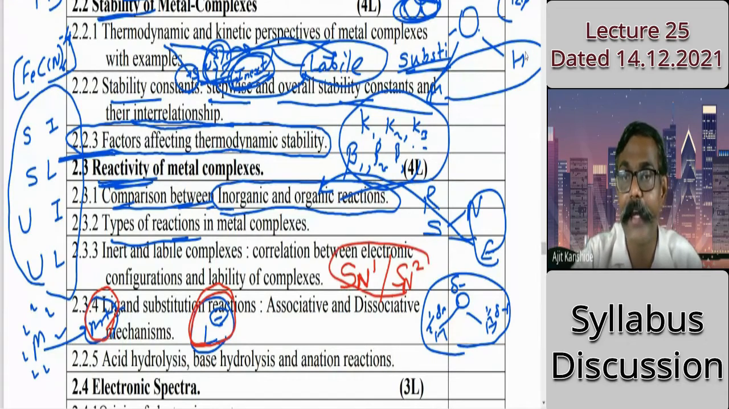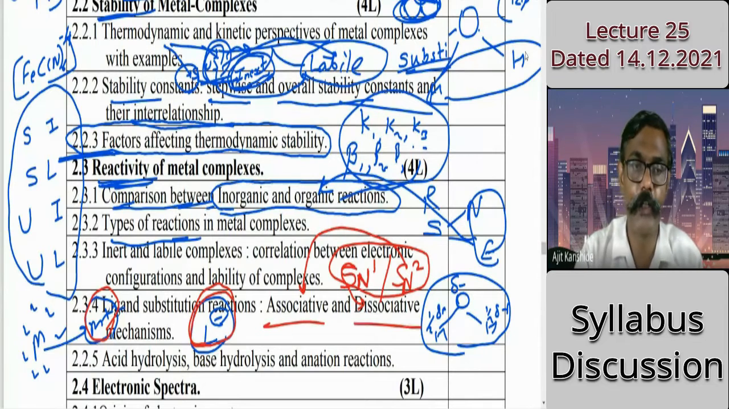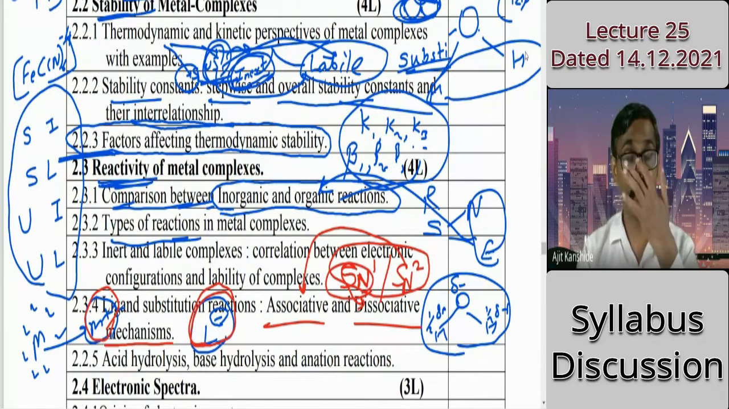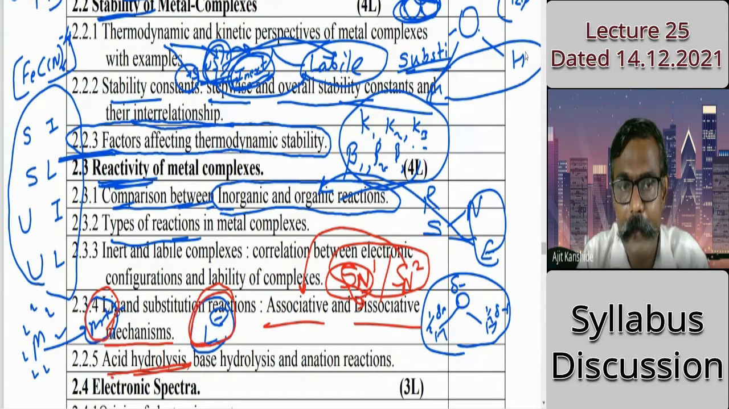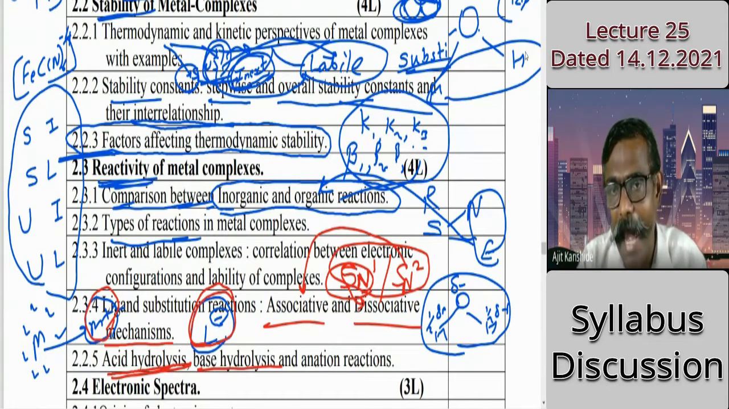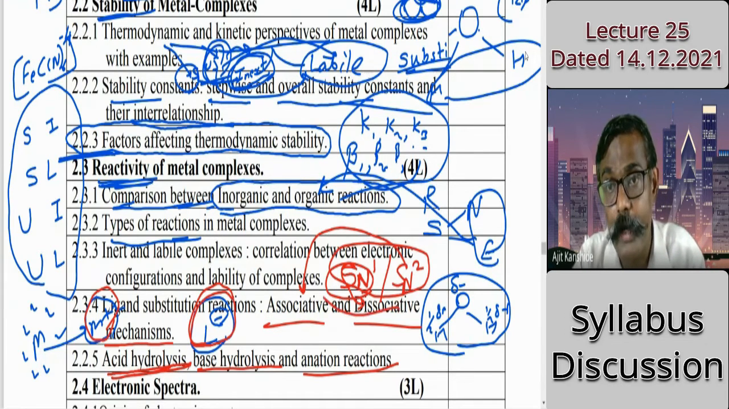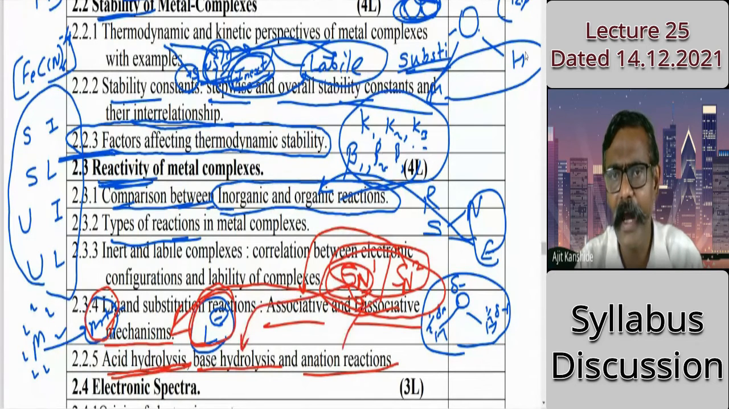So what are these mechanisms? SN1 is a dissociative mechanism. SN2 is an associative mechanism from the inorganic chemistry point of view. So we are going to study these associative and dissociative mechanisms, which is the study of nucleophilic substitution reaction. The last portion is acid hydrolysis. Other types of reactions are base hydrolysis and anation. These are the types of reactions. So SN1 and SN2 you study as mechanisms, and then you apply that mechanism to acid hydrolysis, base hydrolysis, and anation reactions.